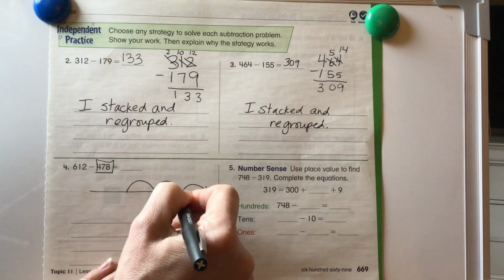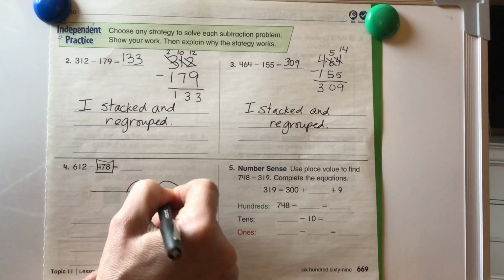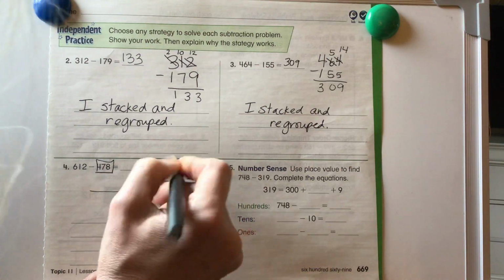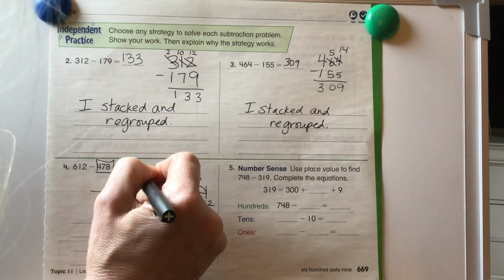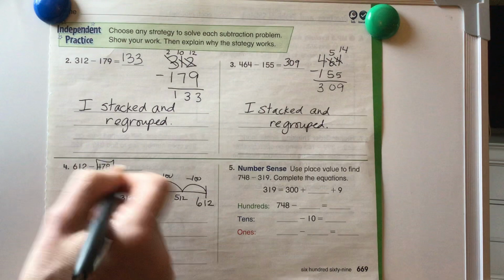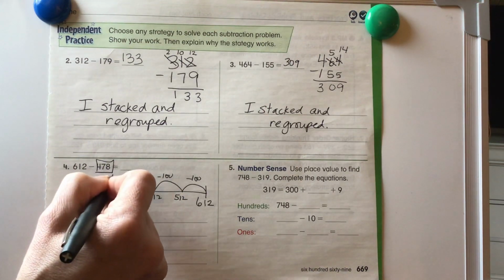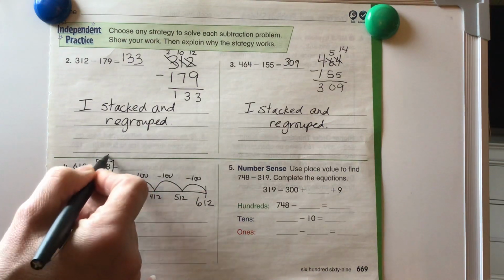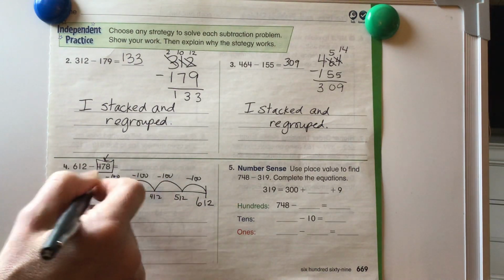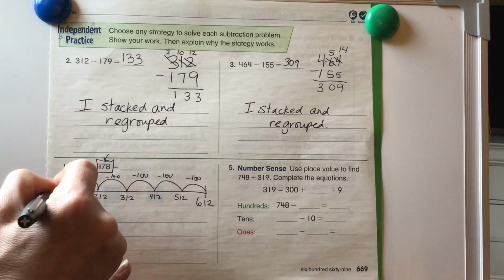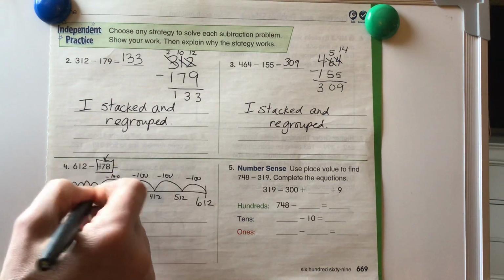So that becomes 512, 412, 312. So we subtracted 100, 100, 100 right there. Now let's go ahead and do another 100. 100 less becomes 212 minus 70. So we can do 10, 20, 30, 40, 50, 60, 70. I'm going to subtract 10 off each one.